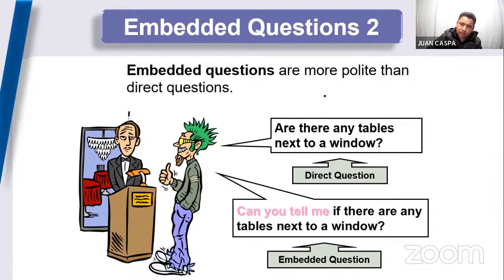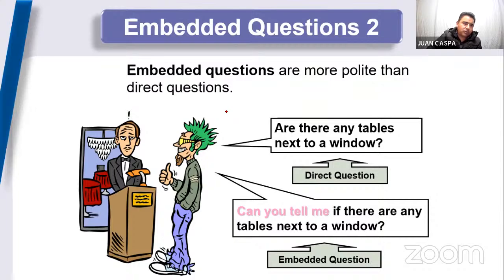Usually it is more polite than direct questions, right? A direct question can be, for example, what time is it, right? ¿Qué hora es? What time is it? But an embedded question can be, can you tell me the time, right? Or can you tell me what time it is? Podrías decirme qué hora es, ¿no? Or the direct question is what time is it, right?